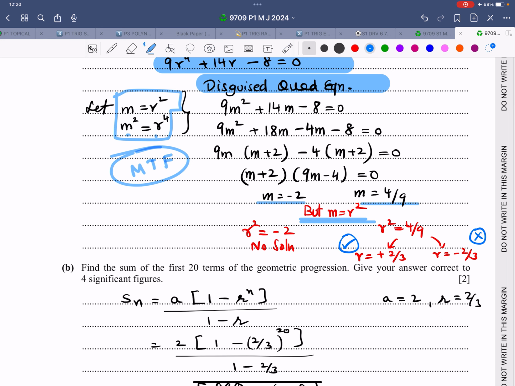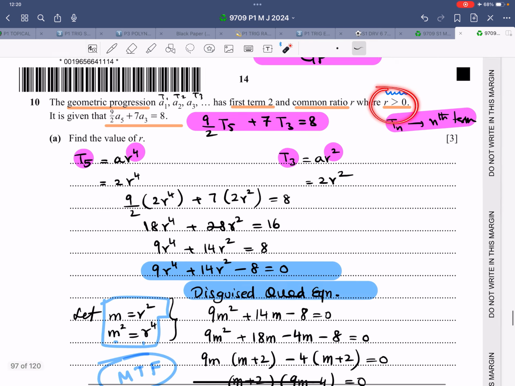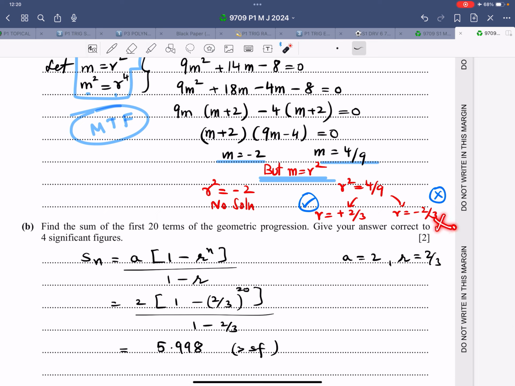But remember, what is M? M is R square. So when M is R square, you cannot take the square root of a negative number. No solution. You take the other answer, R is 2/3, R is negative 2/3. It says R is positive. Therefore, this answer is also rejected.